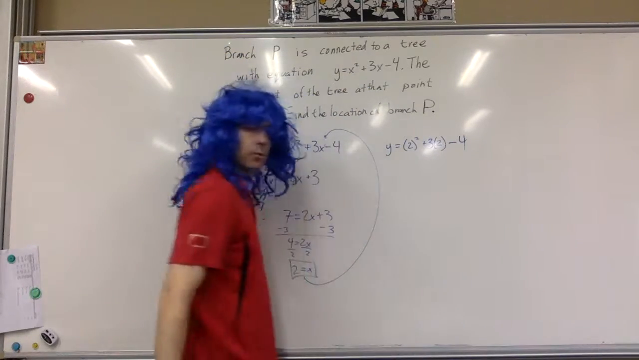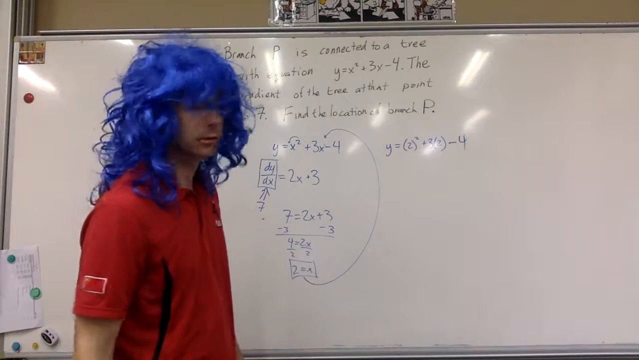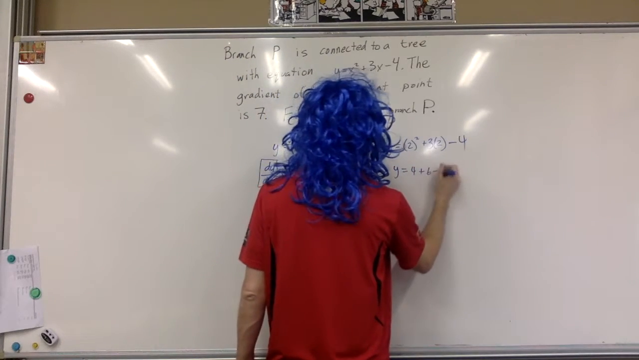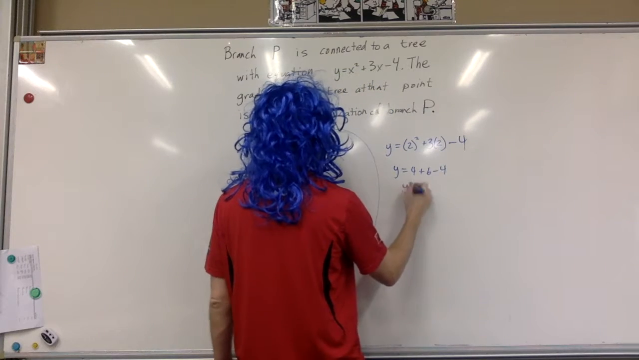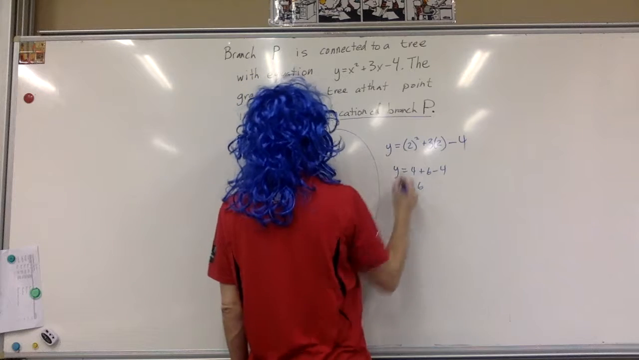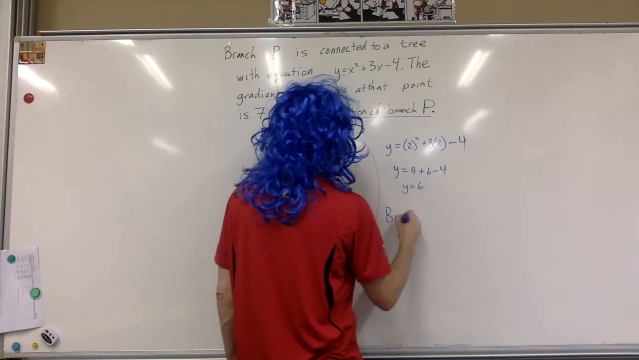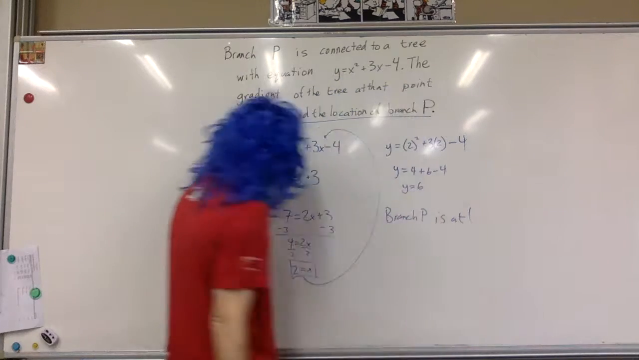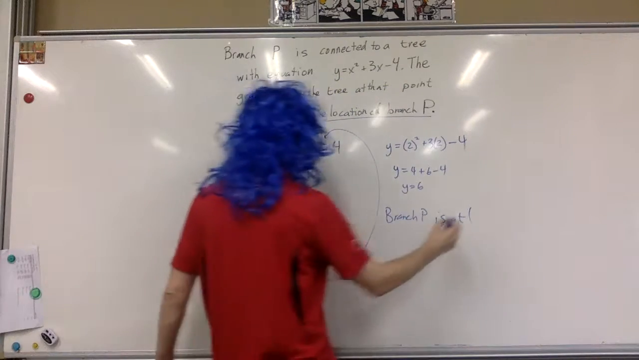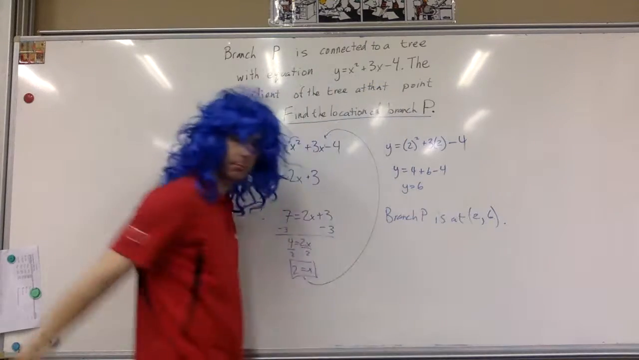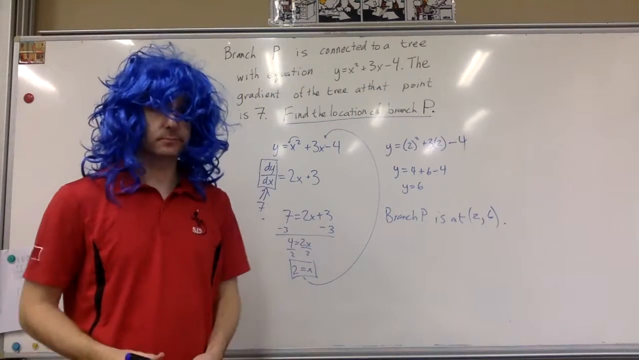All right, so there we go. We plug in the 2, we substitute the 2, and we work it out. So y equals 4 plus 6 minus 4, which gives me a value of 6. Therefore, remember to answer the question, find the location of branch P. Branch P is at x value of 2, comma, y value of 6, period. Question answered. Move on.